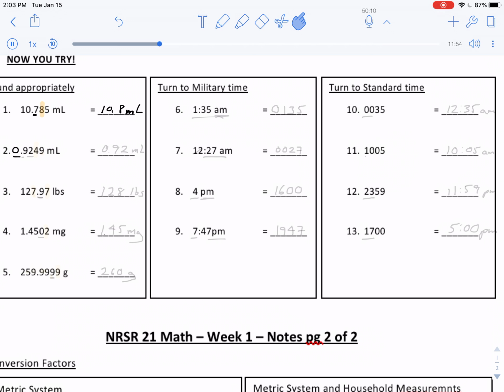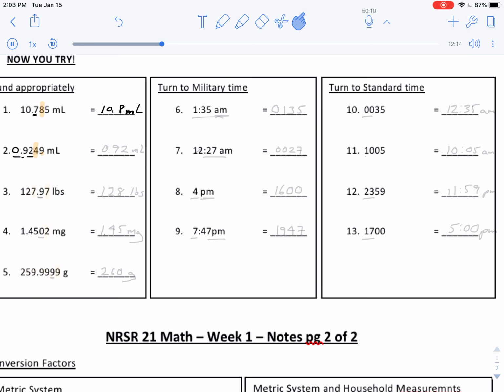0.9249, right? Milliliters we're talking about. Milliliters, again, less than 1. So we're going to round to the hundredths place, right? Round to the hundredths place. I'm looking at this 4. I don't care what's after the 4, right? We do not take the 9 and make that 4 bigger. So I'm not going to do that.